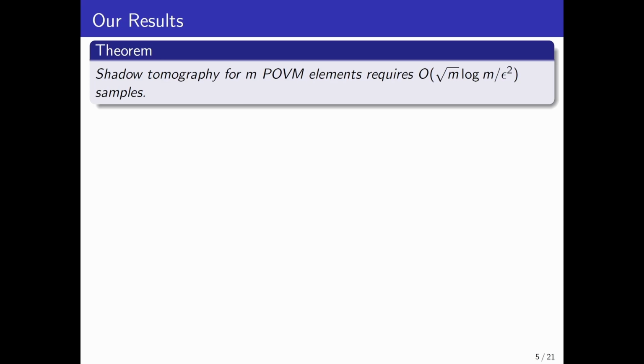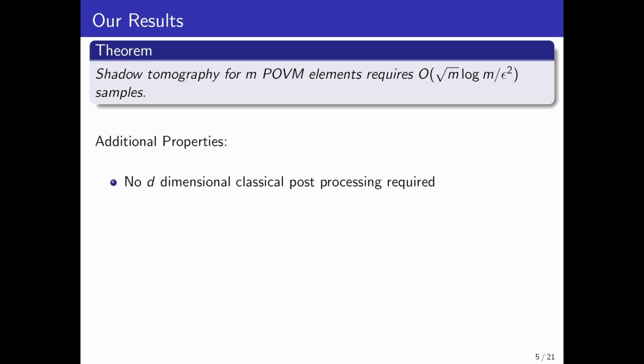We do this by exhibiting a shadow tomography algorithm which has sample complexity square root n log m over epsilon square. This is strictly better than the naive algorithm, and the complexity is clearly independent of dimension. Furthermore, our algorithm does not require any d-dimensional linear algebra, unlike the other ones discussed.